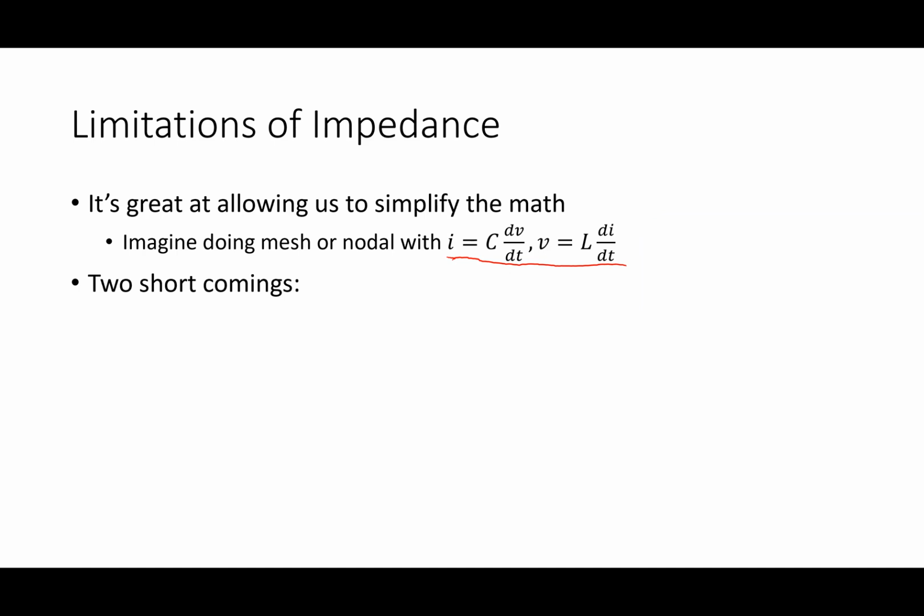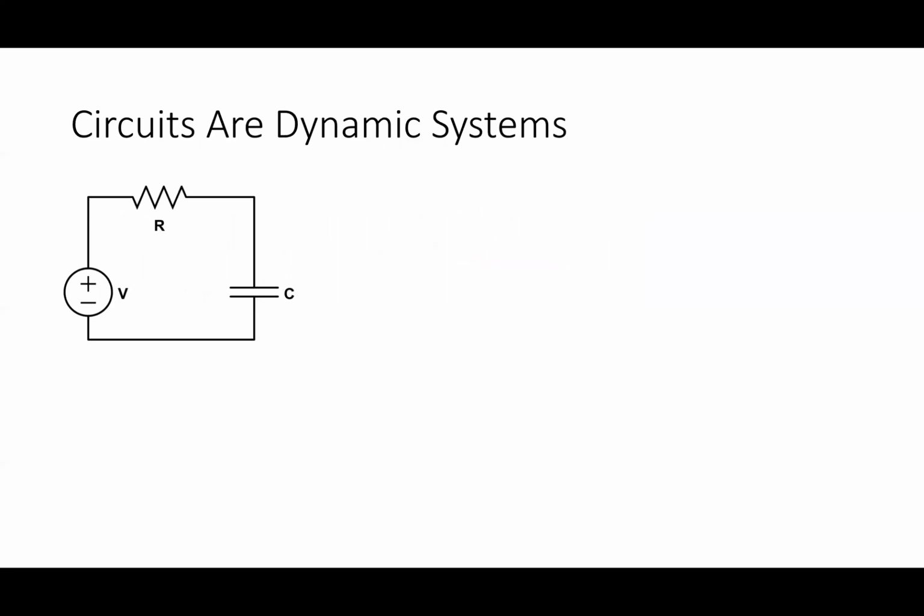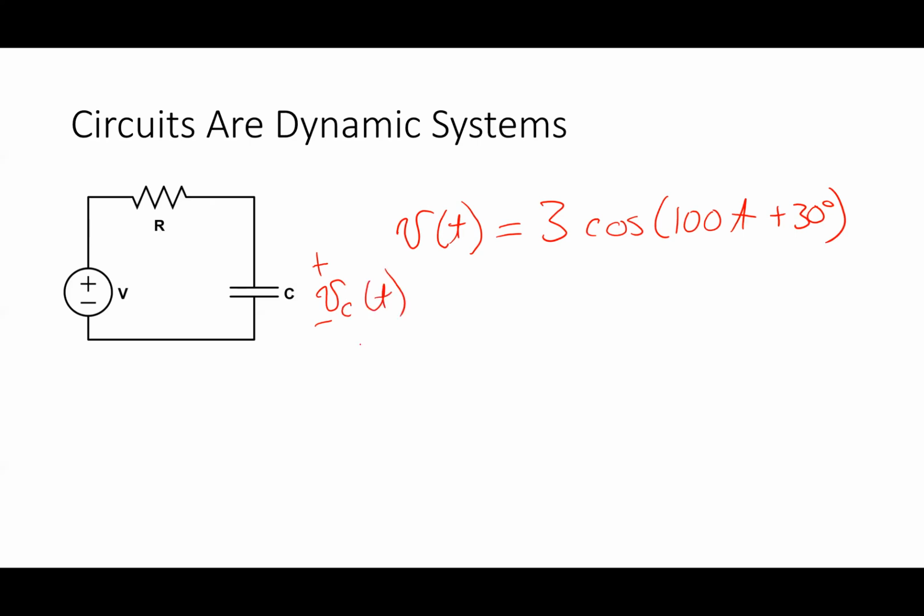Now, there's two shortcomings of this guy. All right, and I want to see if you guys can figure out what they are. What are the shortcomings of impedance? There's two of them. In other words, it can't tell us the full solution. If I take this circuit right here and I say V of t was equal to, I don't know, 3 cosine 100t plus 30 degrees. If the frequency changed, you wouldn't be able to tell with our current model, at least. Well, okay. Let me come back to what he just said. That's a pretty good statement.